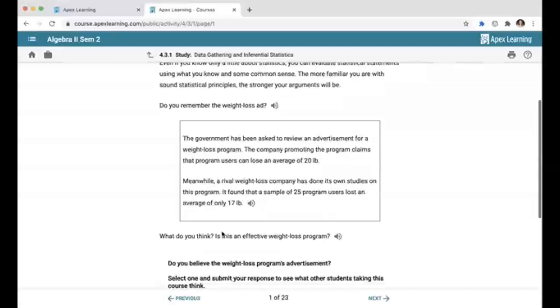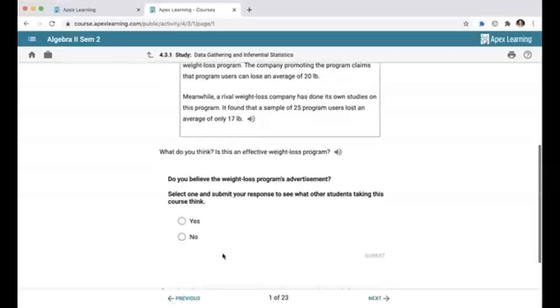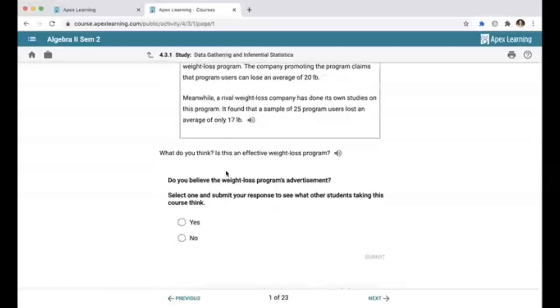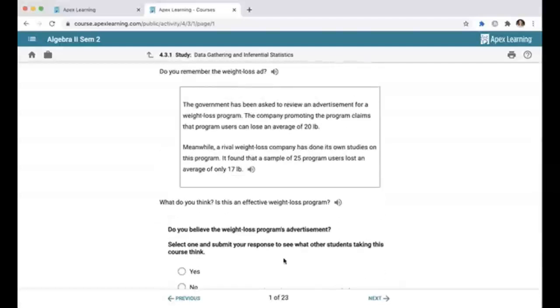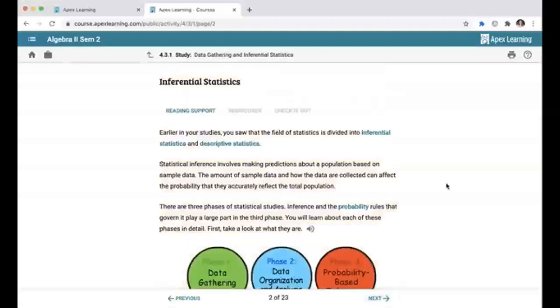So the question becomes, obviously, is this an effective weight loss program? You could click yes or no. It's going to come down to, do you think that it's effective because they lost weight in general? Do you think it's effective because they lost 17 pounds? Or is it not effective because they lied and said that you should lose 20 versus 17? So a lot of that then, of course, comes down to our favorite kind of data, public opinion.